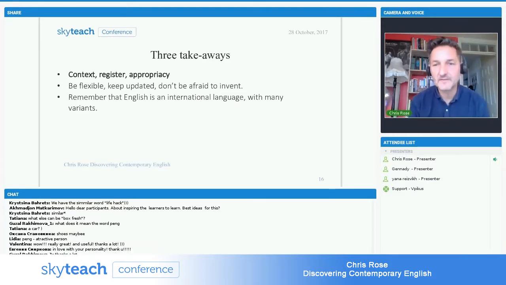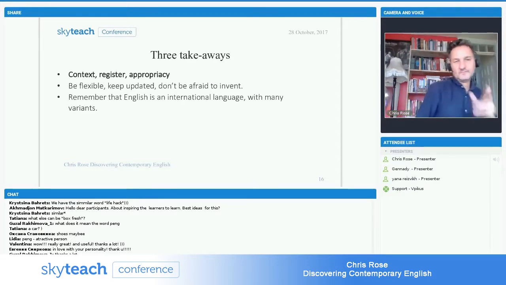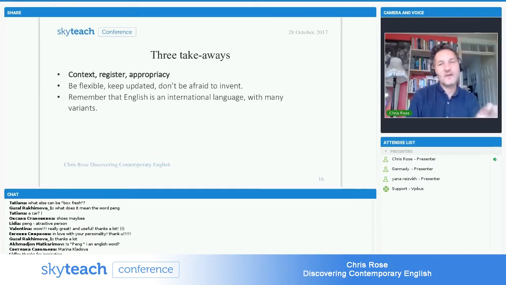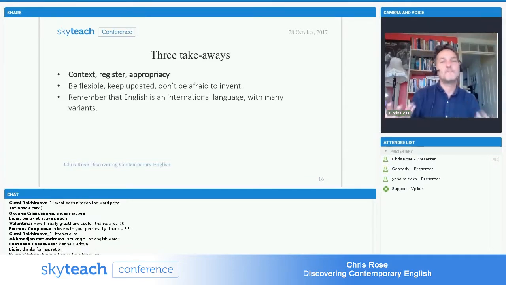And invent. I came across the word teacherpreneurship, which was a brand new word to me, invented, I suspect, by our colleagues here. Putting two words together is the kind of thing English does very well and very commonly, and it's lovely. English is an international language with many variants. There isn't one correct English. There isn't only one way to speak English. There are many ways to speak English. Find your own. Make sure it's context, register appropriate, and do play with the language and enjoy it.